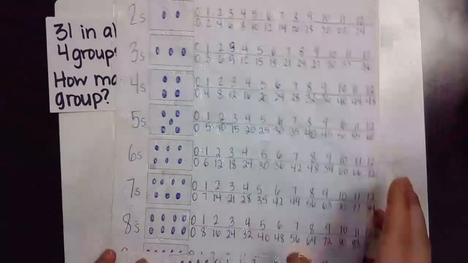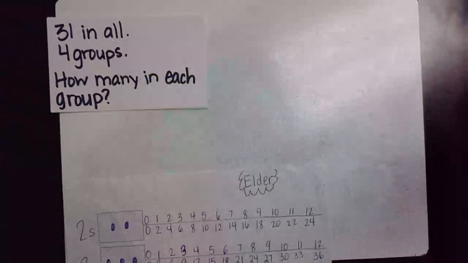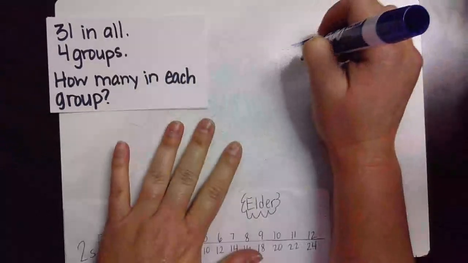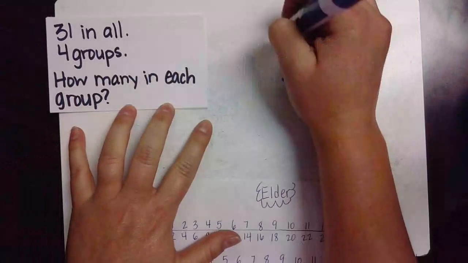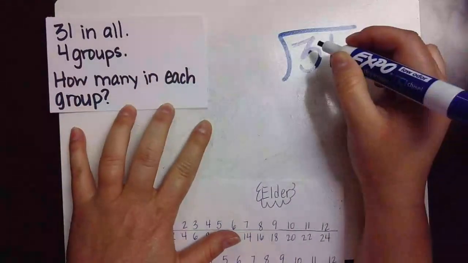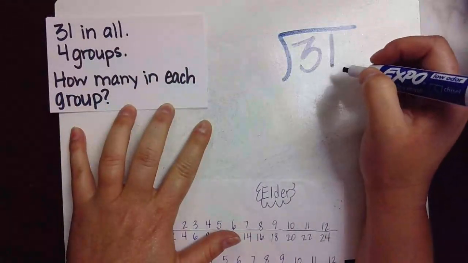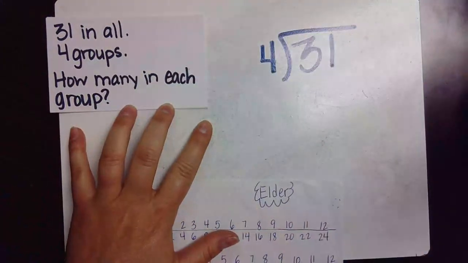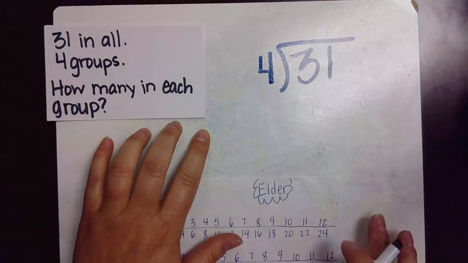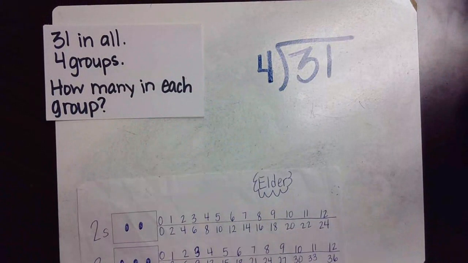Okay. All right. So I have 31 in all. So 31 is my total, divided into 4 groups. So 31 goes in my den because it's my dividend, divided by 4, which is my divisor, and I'm solving for the quotient. All right, so my first step is to divide.